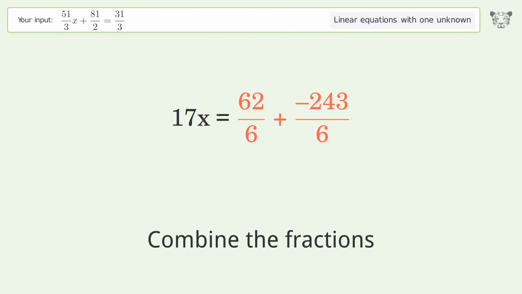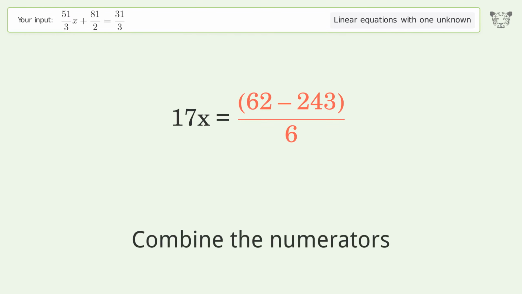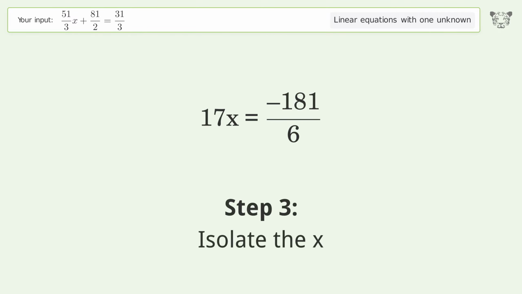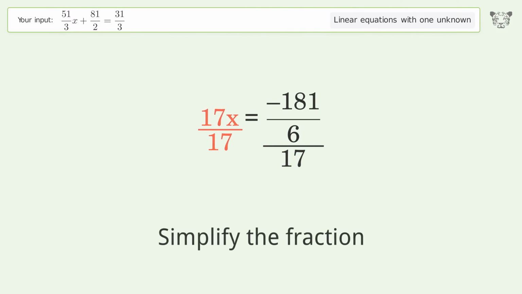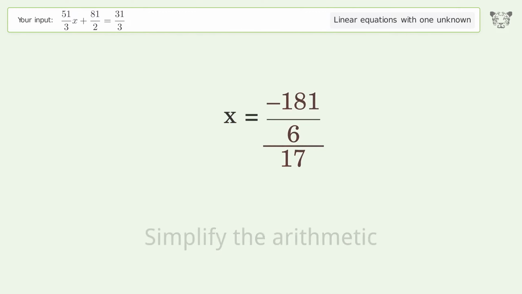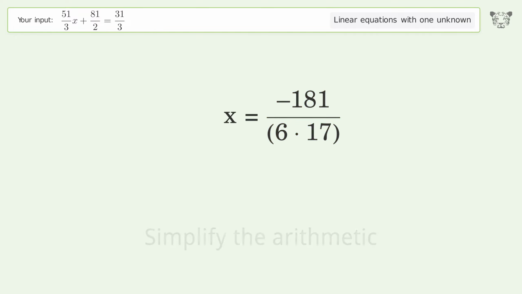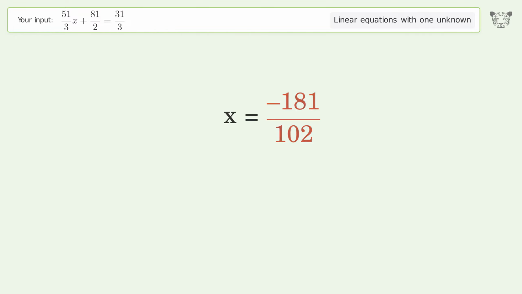Combine the fractions. Combine the numerators. Isolate the x. Divide both sides by 17. Simplify the fraction. Simplify the arithmetic. And so the final result is x equals -181 over 102.